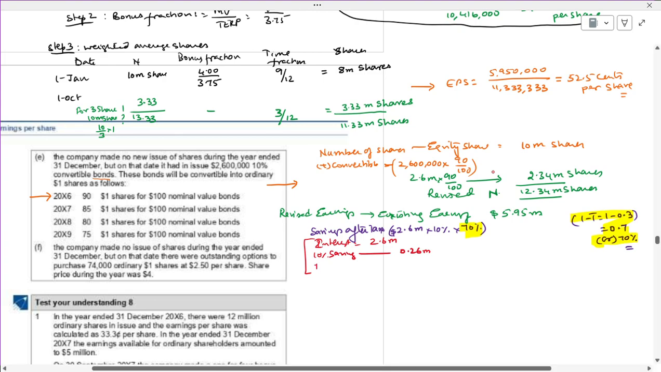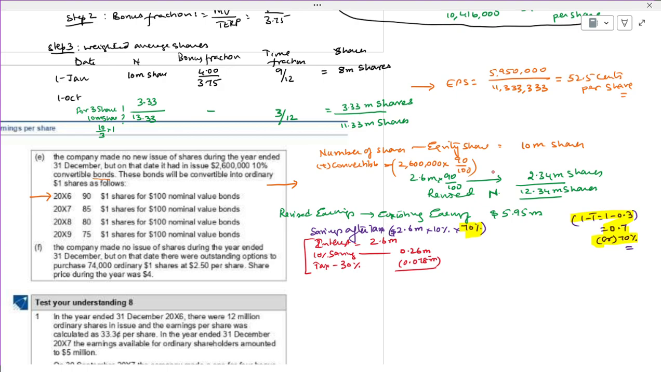On that, how much tax will you pay? 30%. Is it right? It comes to 0.26 into 0.3, which is 0.078 million. How much will you have? 0.26 minus 0.078 comes to 0.182. Then 0.182 minus 2.6.